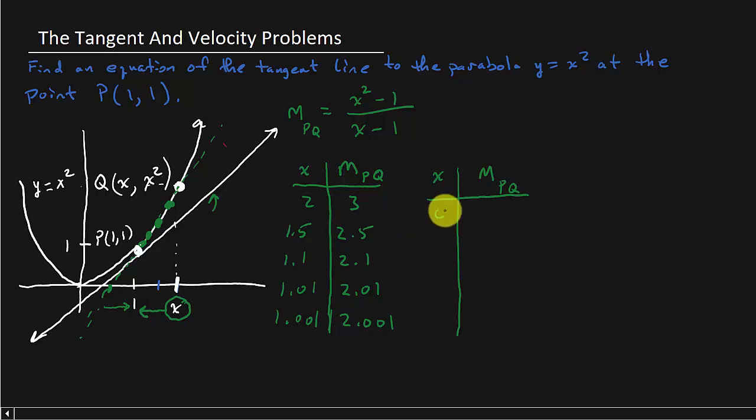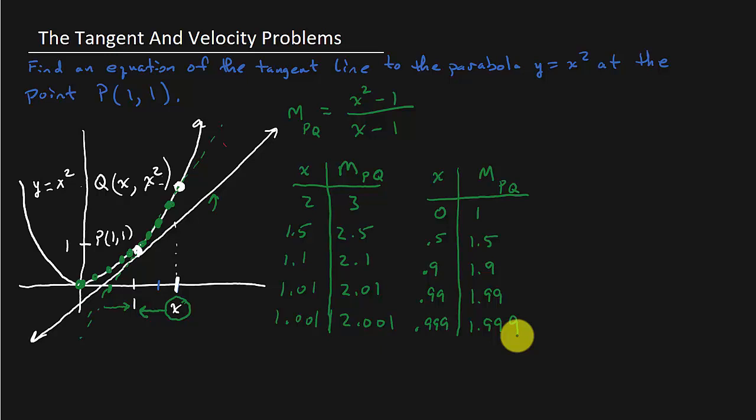And choose values. So let's just start out at 0, 0.5, 0.9, 0.99, and 0.999. In this case, I'm starting here and choosing x values that are getting closer and closer to the point from the left-hand side. Now I'm going to take each of these values and plug them into here, just like I did these. That's going to give me 1, 1.5, 1.9, 1.99, and 1.999.